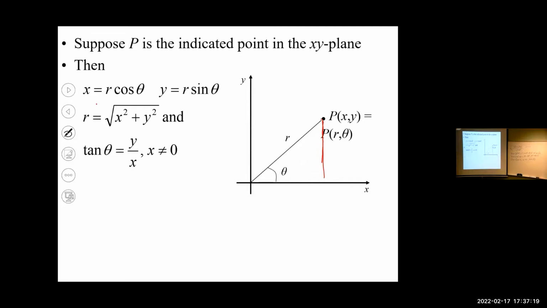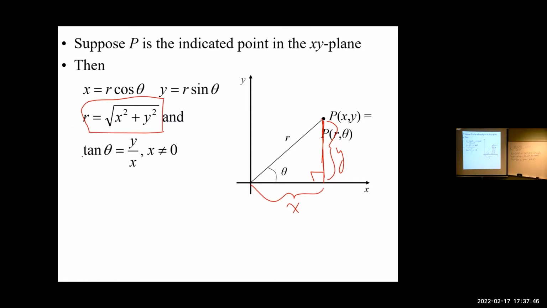This is all just right angle trig. This side is x, this side is y. And that's where this relationship comes from, just our Pythagorean relationship. And tangent is opposite over adjacent, or y over x. So this is basically polar.